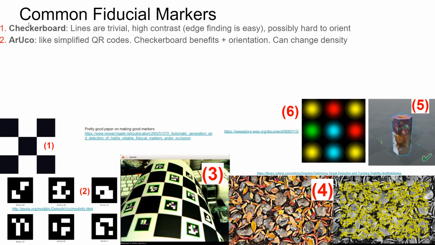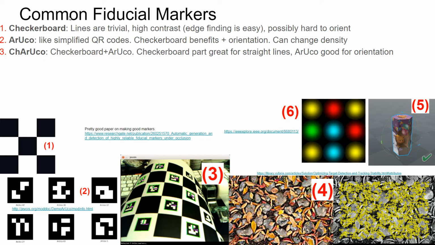So to deal with this, ArUco markers are common for orientation. These are kind of like really simple QR codes, and they have a lot of the benefits of checkerboards, except you also know the orientation because they have this unique pattern that looks different from each rotation. And you can also change the density, so you can add more rows of pattern if you want to. I think you can go from 4x4 up to 7x7 is standard.